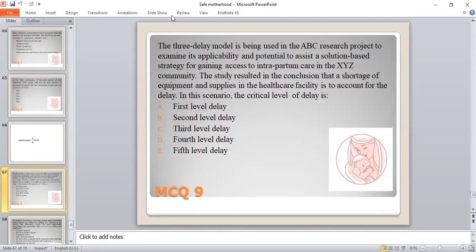Anyone from the class? Dr. Amna, you can tell this answer. Dr. Satya.